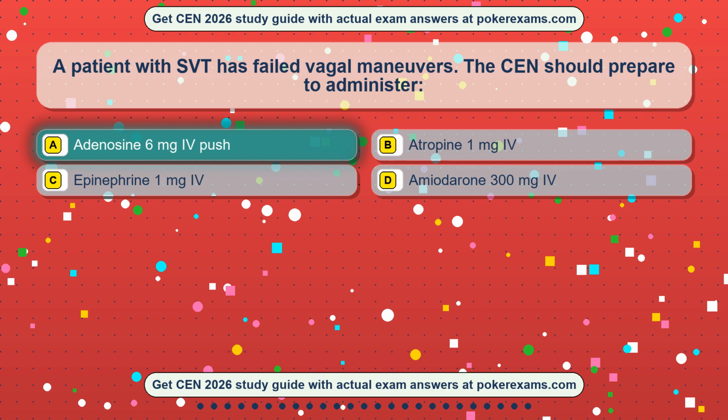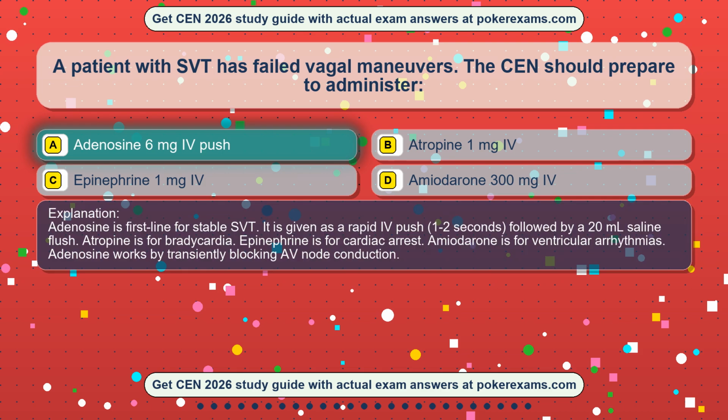The correct answer is option A, adenosine 6 mg IV push. Adenosine is first line for stable SVT. It is given as a rapid IV push, 1 to 2 seconds, followed by a 20 ml saline flush. Atropine is for bradycardia. Epinephrine is for cardiac arrest. Amiodarone is for ventricular arrhythmias. Adenosine works by transiently blocking AV node conduction.